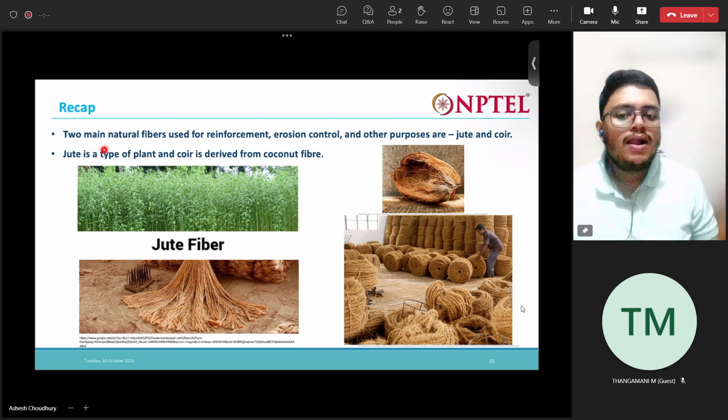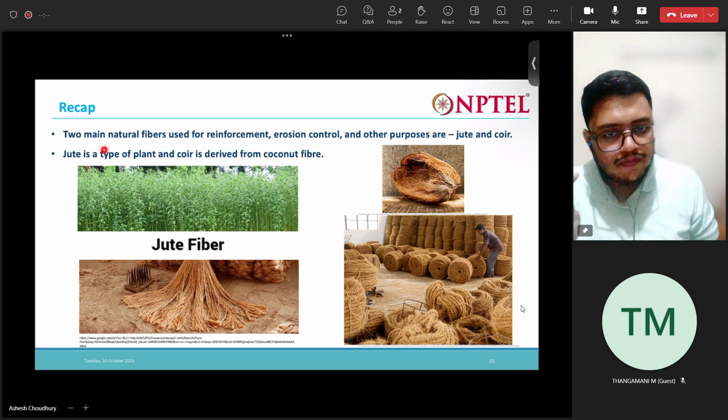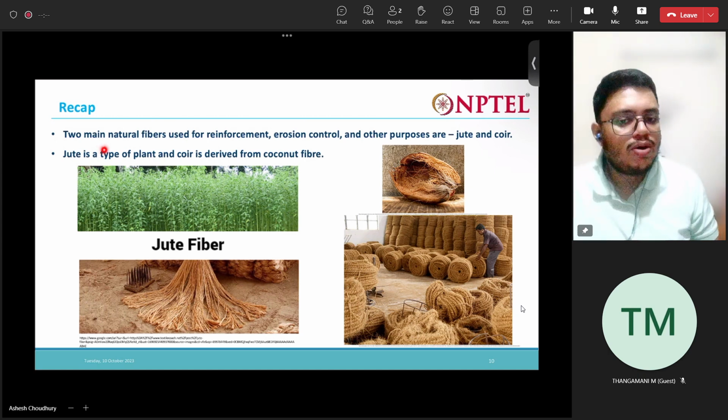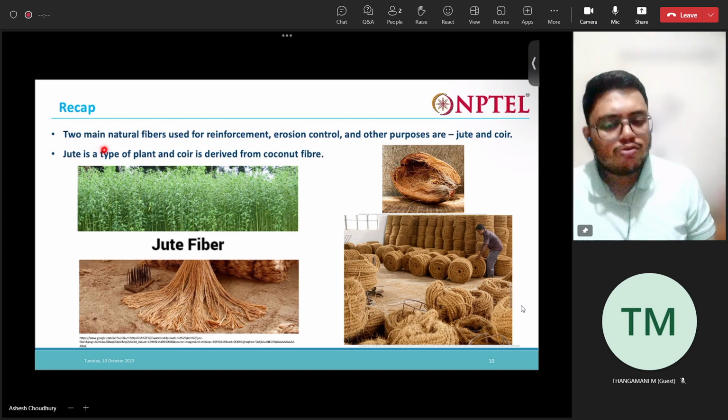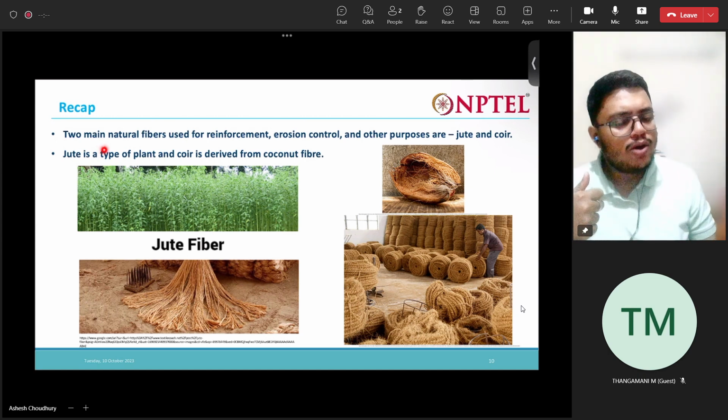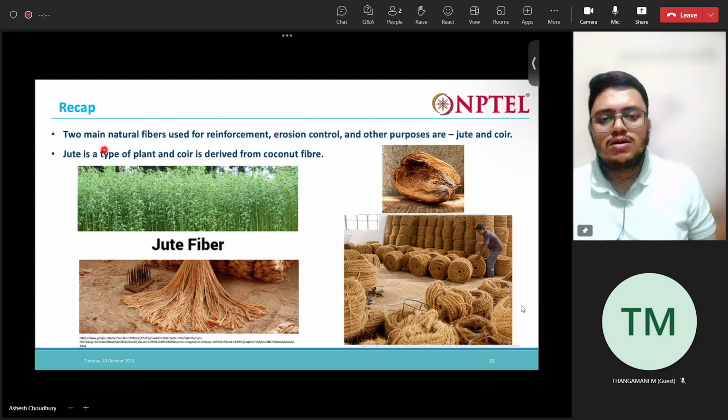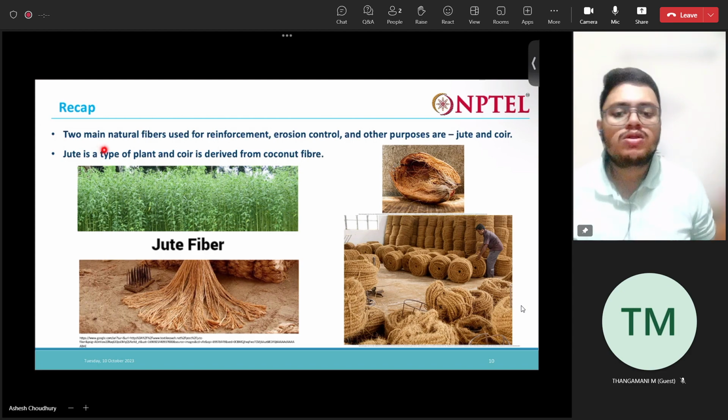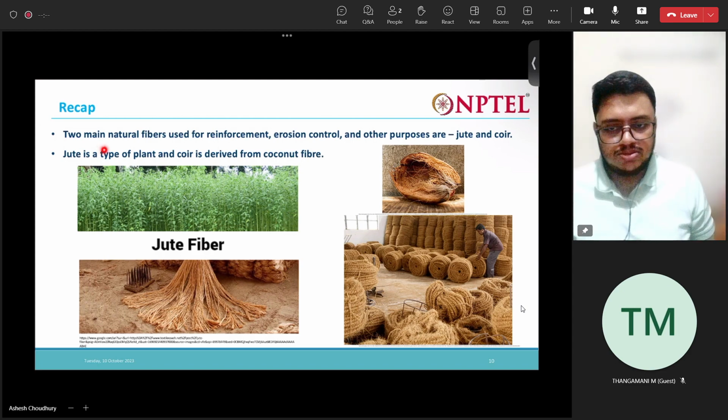Then we have coir. Coir is obtained from the coconut. Coir is also extensively used nowadays for ropes, for making coir mattresses, and many varied purposes. So we have to promote the use of these natural geosynthetic materials.